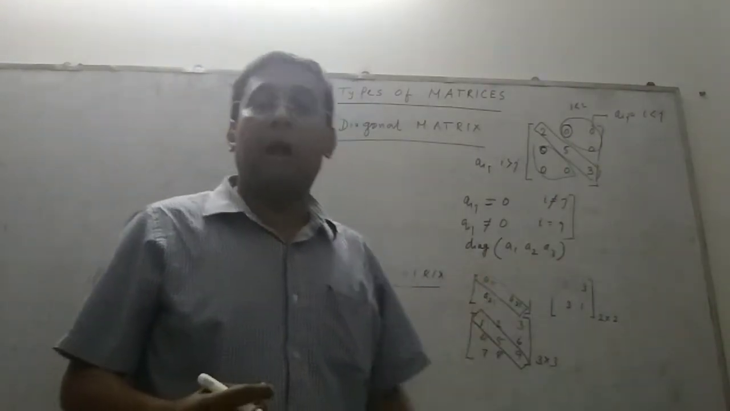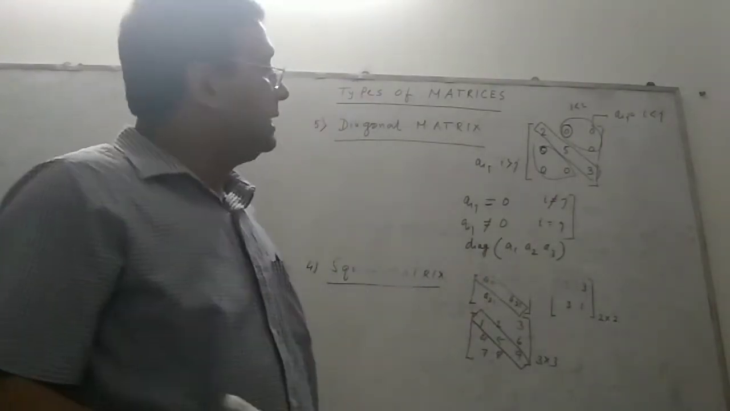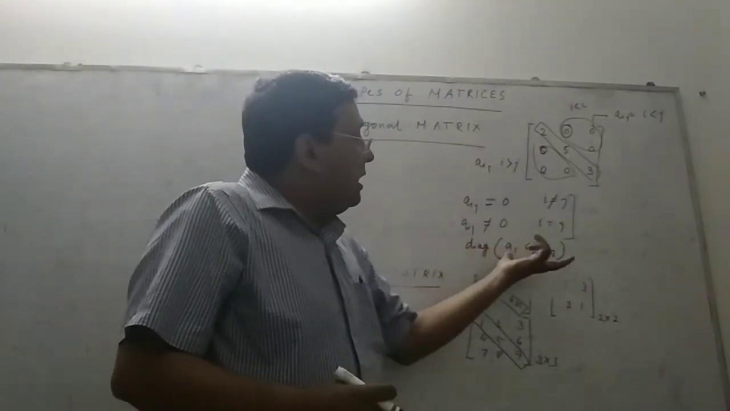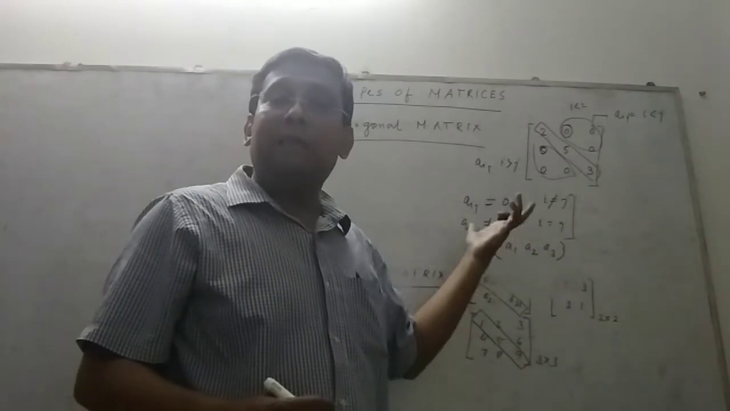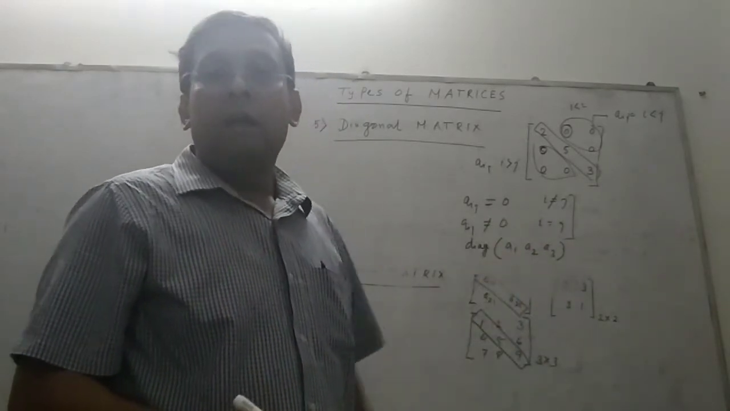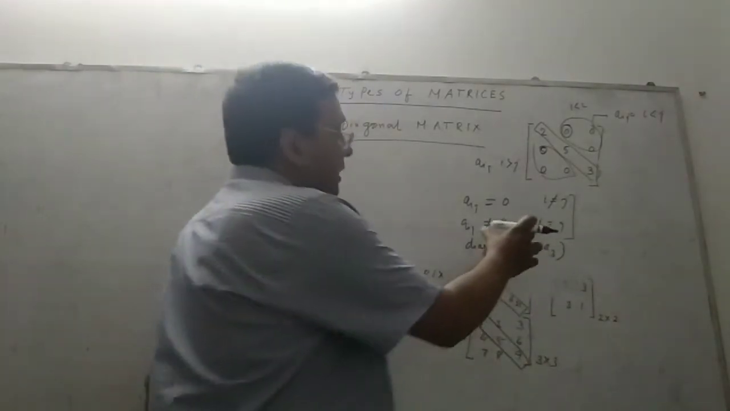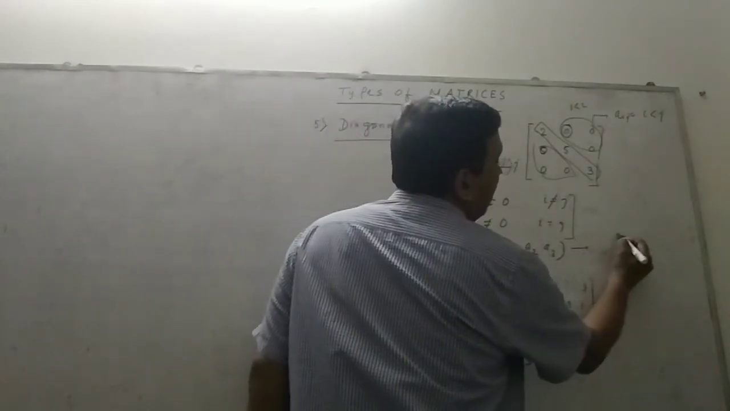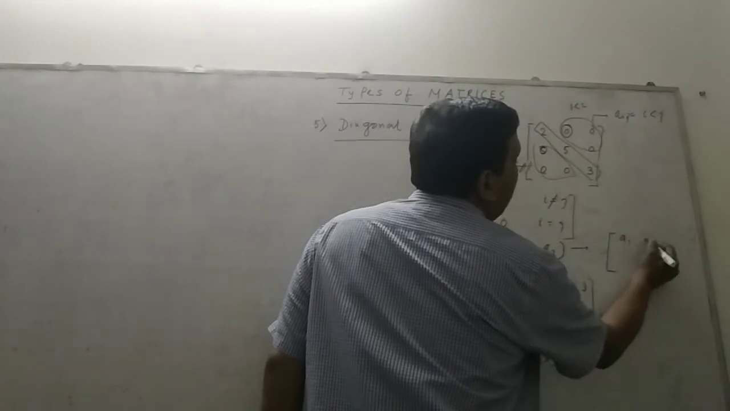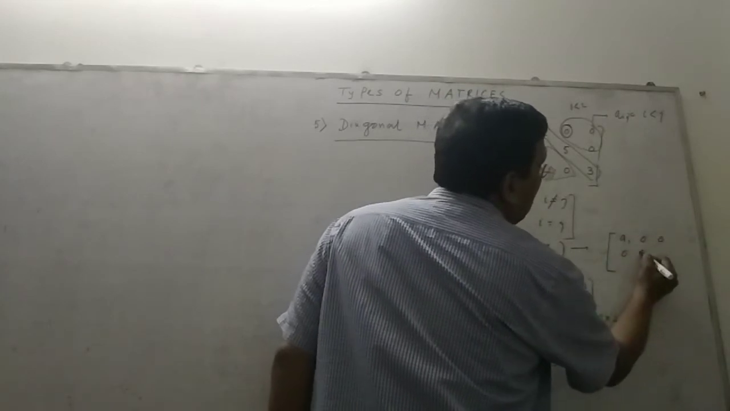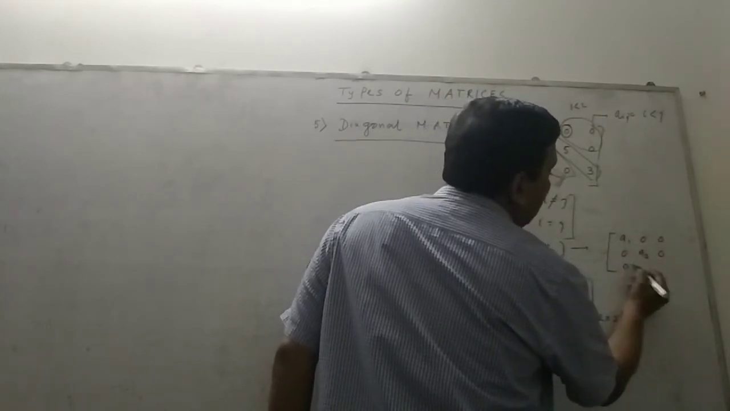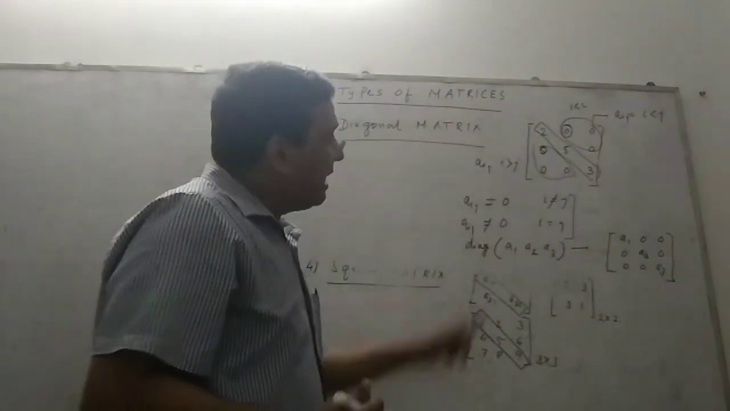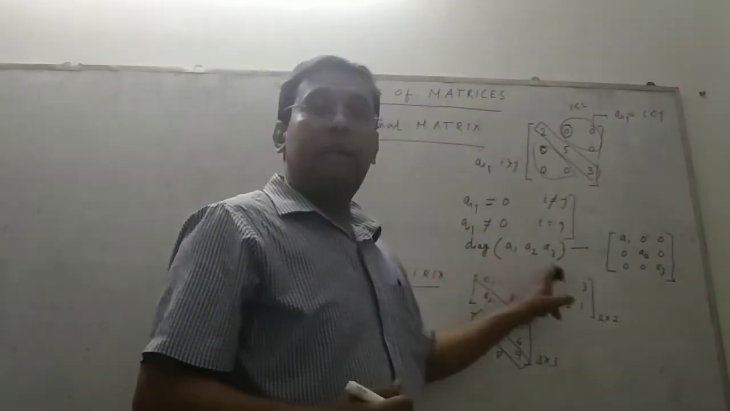In some question papers or in joint entrance exams also you can see this type of language. You have to understand that if it is written diag(a1, a2, a3), then it is a 3 by 3 diagonal matrix. So in that case you can express this matrix as a1 0 0, 0 a2 0, 0 0 a3. So in this way you can understand this language, diag(a1, a2, a3).